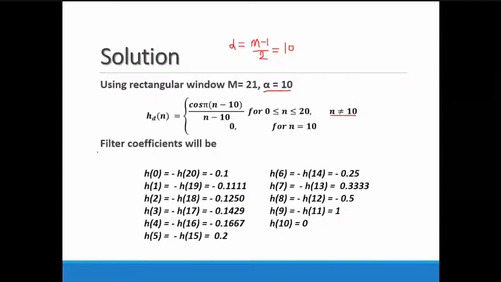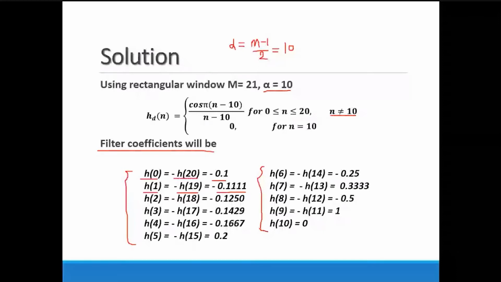So the filter coefficients, if you apply this equation and calculate, you will get all these coefficients from 0 to 10, and the remaining you can write with the help of symmetry. Here h(0) is equal to minus h(20), that is minus 0.1. Similarly, h(1) is equal to minus h(19), which is minus 0.1111. Similarly, you can calculate all the values h(0) to h(5), h(4), and h(6) to h(10).